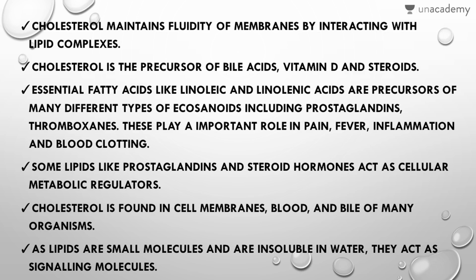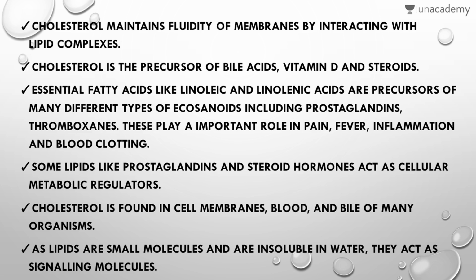Now there's this lipid called cholesterol, which maintains the fluidity of membranes by interacting with lipid complexes, and you can also observe cholesterol in the lipid bilayer model of the cell membrane. Cholesterol is the precursor of bile acids, vitamin D, and some steroids. Essential fatty acids like linoleic and linolenic acids are precursors in many different types of eicosanoids, including prostaglandins and thromboxanes, and these play an important role in pain, fever, inflammation, and blood clotting.